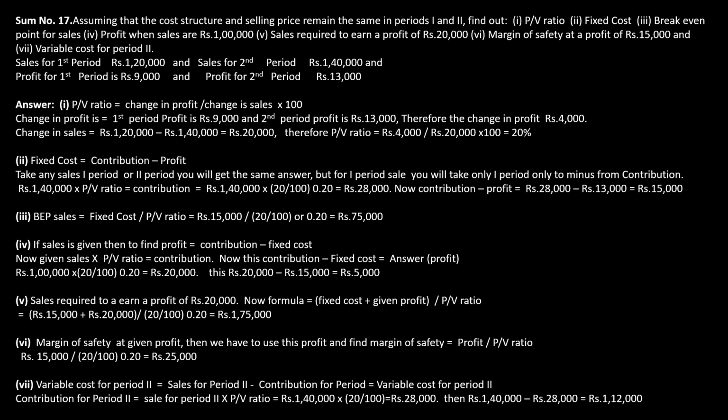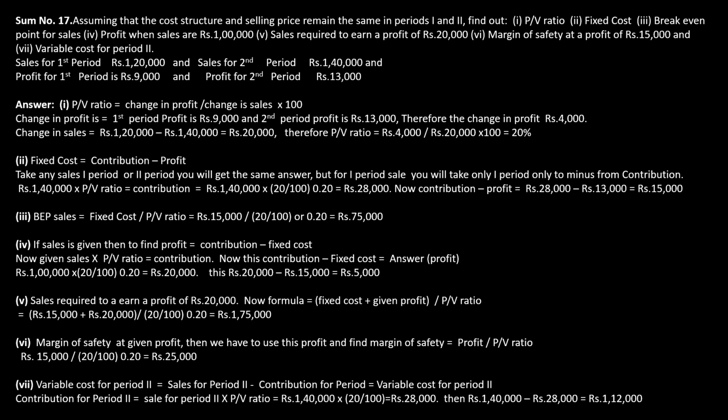Now the second subdivision, how to find the fixed cost. The formula for this will be contribution minus profit. Now how am I to find the contribution? Here the formula to find the contribution will be sales into PV ratio. To find the fixed cost, contribution minus profit is the answer.